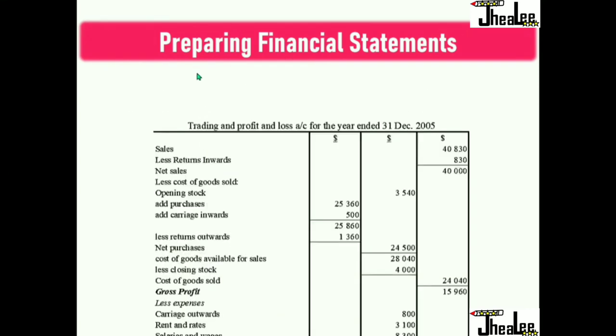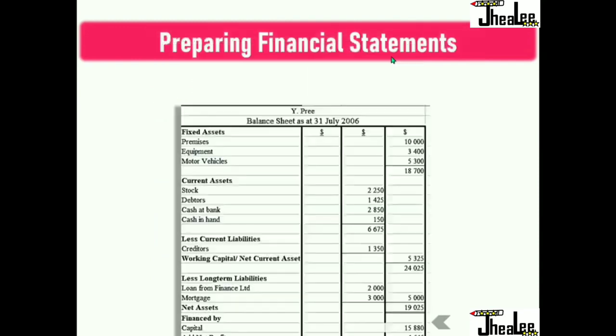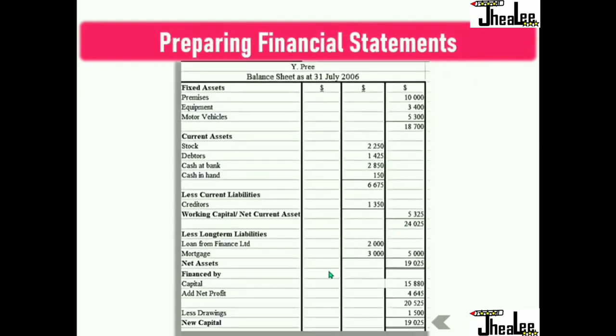Here we have the trading profit and loss account, which is the very same thing as the income statement. The aim of it is to determine whether the business has made a profit or a loss. We have the balance sheet, and basically that shows the asset of the business, the liabilities, and the capital.